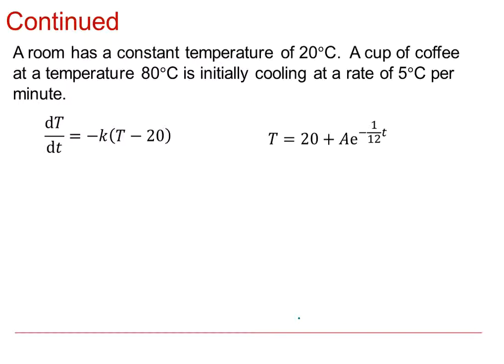Now we need to look at some of the given information in order to find the constant of proportionality k and the constant of integration A. So what do we know? We know that initially, that means at time 0, the rate of change of the temperature was 5 degrees per minute, and we know that it was losing temperature, so it must be minus 5 degrees per minute. So if we put these conditions into the differential equation, we get minus 5 equals minus k times (80 minus 20), therefore k is 1/12.